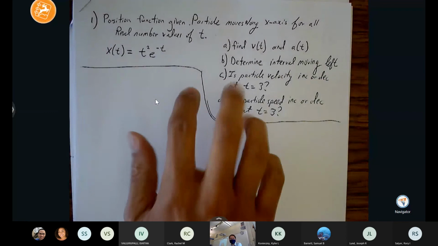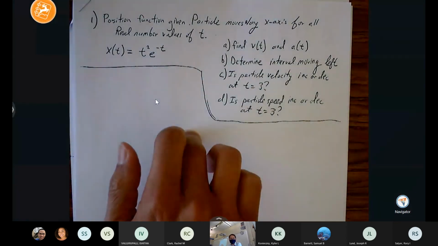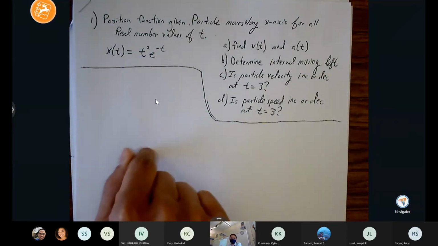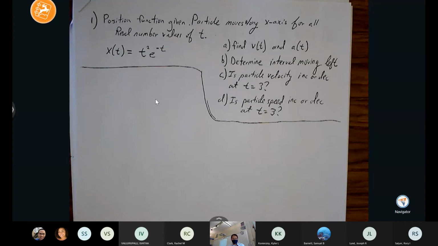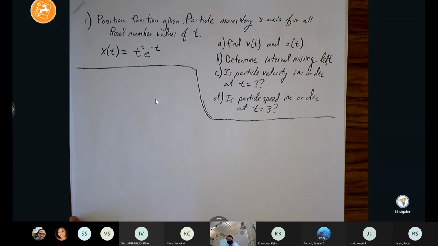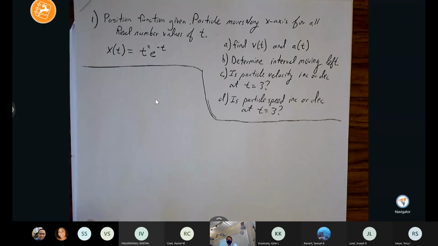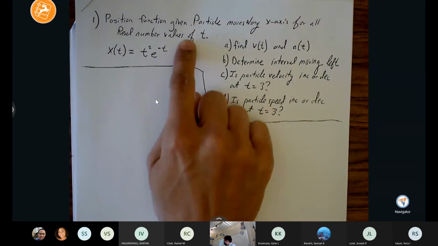Okay, so hopefully you guys all see this document under tomorrow's morning review. We can get a head start on the review if you'd like. It's there for you if you want to access it and put it on OneNote, or if you want to follow along from there. Okay, so we have position function given.